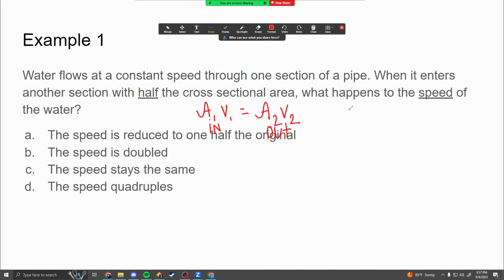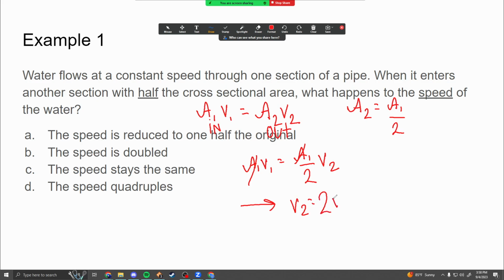So I know that A2 is equal to A1 over 2. It's probably obvious that the velocity in this second section of the water is going to be double, but I'm going to write it out anyway. A1 V1, what was in, is going to be equal to A1 over 2, that's A2 written as a function of A1, times V2. These cancel, so V2 equals 2 V1.